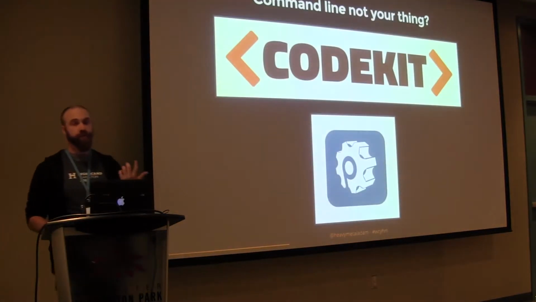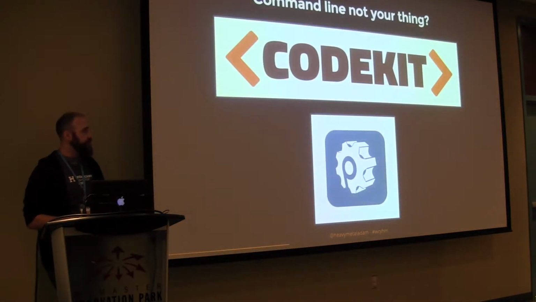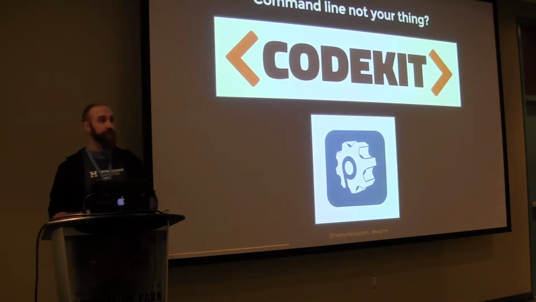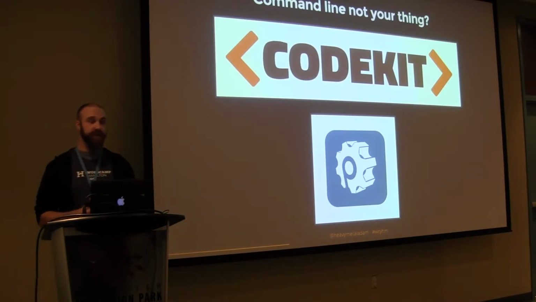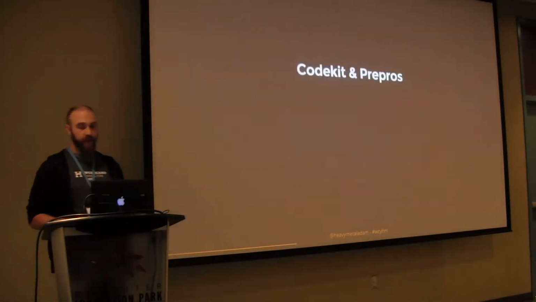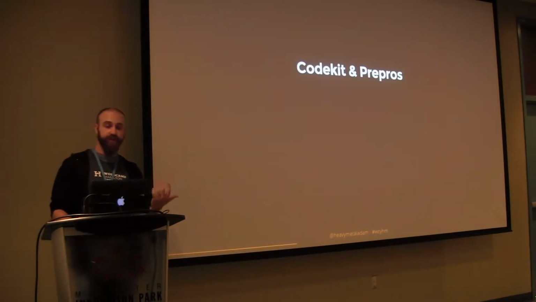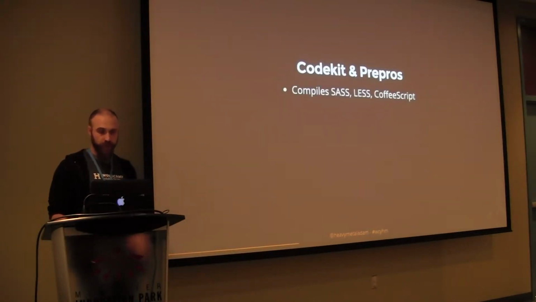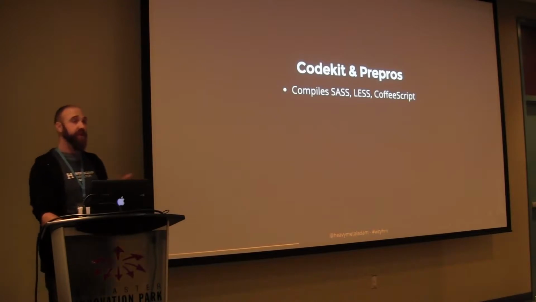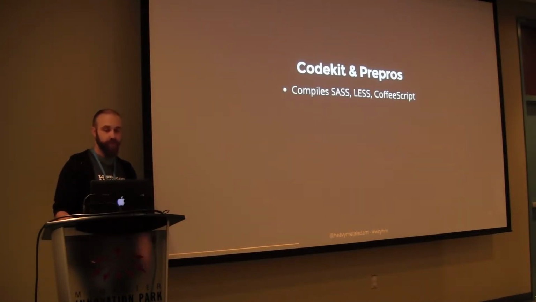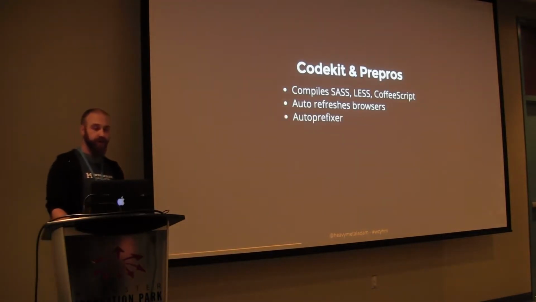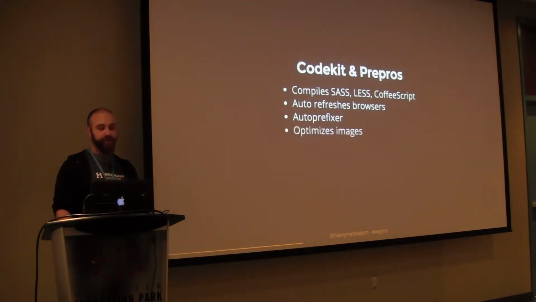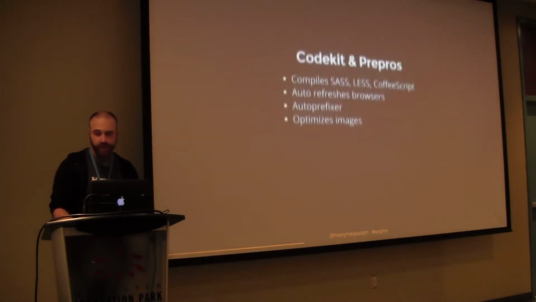All right, what if the command line isn't really your thing? That's okay. There's GUI applications that can help you out. If you're on OS X, CodeKit, pretty cool. Prepros is another version very similar to CodeKit that is cross-platform. And those applications can do a number of things that Gulp and Grunt can do. Can compile your Sass, your Less, CoffeeScript, which is a JavaScript preprocessor. Can auto-refresh your browser, similar to Browser Sync. Can run your Autoprefixer, can optimize images.